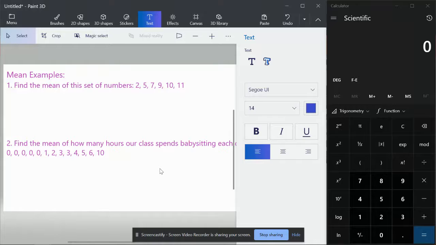So you don't have a packet for this, so just do your best to copy down what I do on here on your own paper at home.